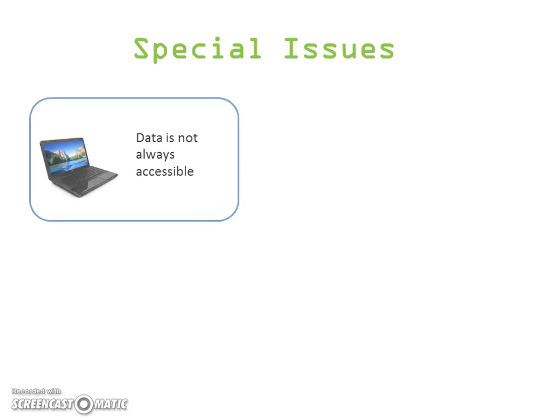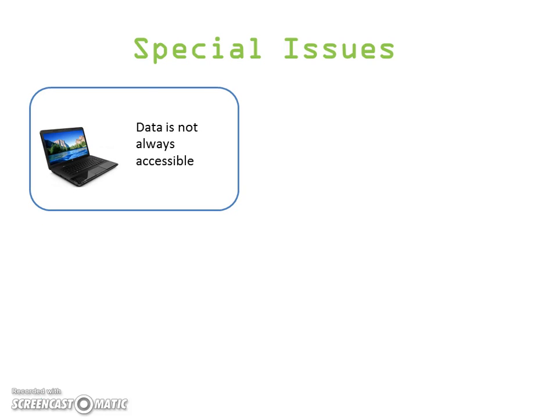Special issues. All of these actually have their own set of problems that come with them. I'm going to go through those really quick. For your local C drive, your data isn't always accessible. This is because you can't pick it up and move it someplace else. I have a picture of a laptop here, but what if you're saving it to the Lab 1, row 1, computer 3 computer? You're not going to be able to pick that up and take it home with you. It's stuck on that computer.